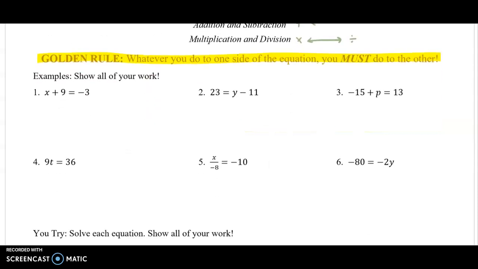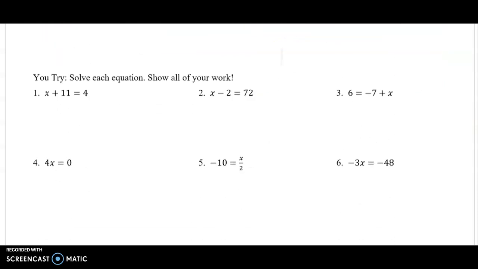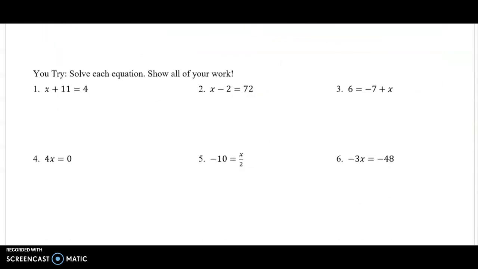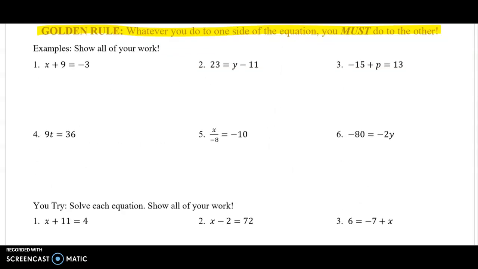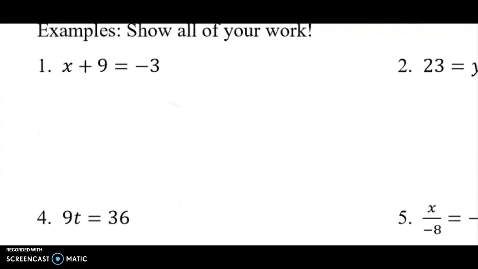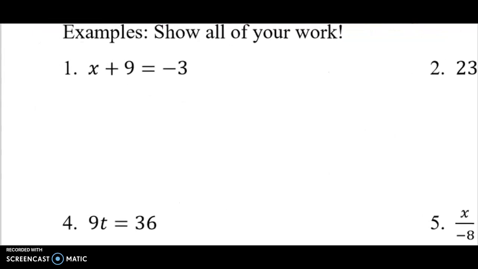So we're going to do 6 practice problems together, and then you guys are going to go ahead and try 6 on your own, and I'll talk about what that will look like. So for this first one, I'm going to zoom in a little bit so we can just focus in here.